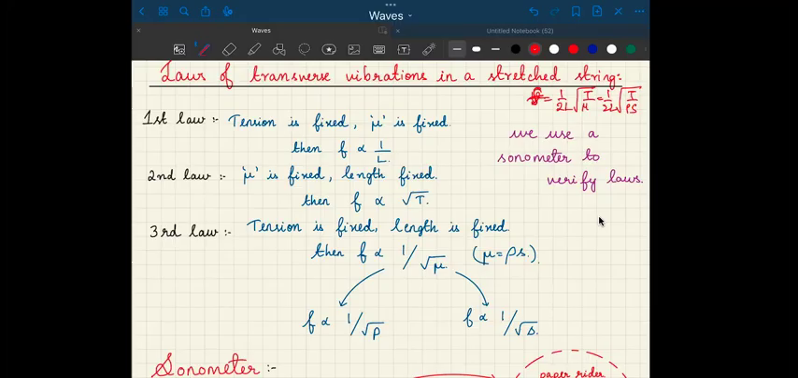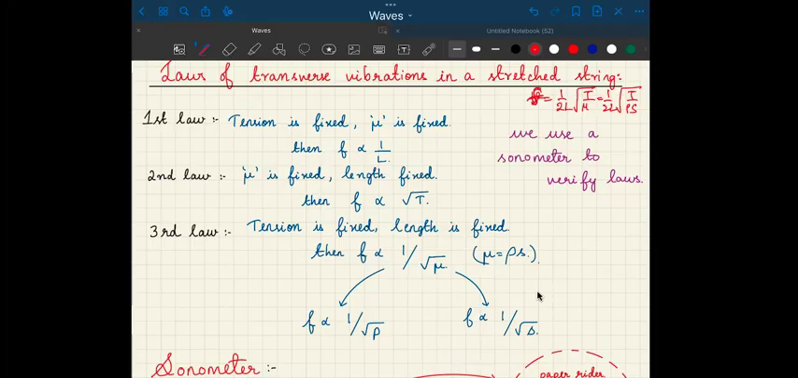Third law, a slight change is there. All these three laws are put together as the laws of transverse vibrations in a stretched string. Till this point, any doubt? Boys and girls. When we say we are stating some laws, generally we require some experimental verification for this. It should be experimentally verified. Otherwise, it won't be a law. It will become a hypothesis.